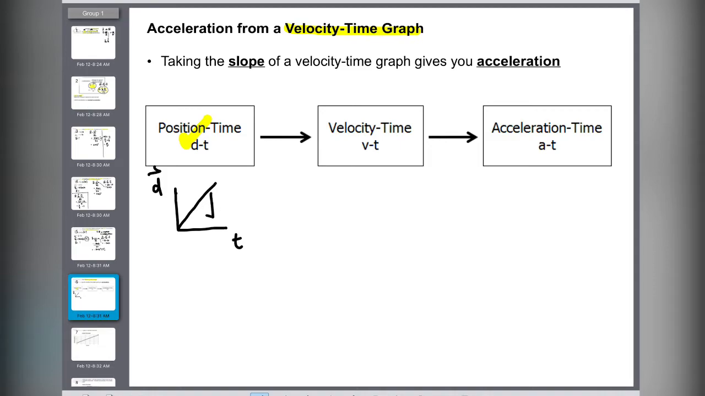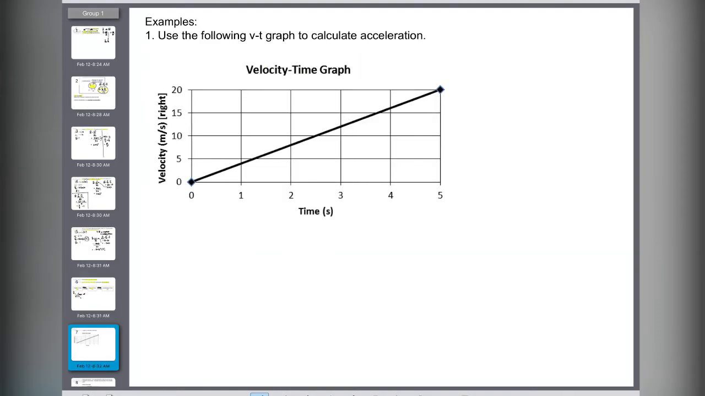With a position time graph, it looks like this, right? D with the time. And then we said that if we ever find the slope, we find the velocity. That's what this is, okay? They want you to remember that if I take the slope of a position time graph, it gives me velocity. And today, this is the new one. If you find the slope of a velocity time graph, it represents acceleration. So the velocity time graph, if I calculate the slope, I get acceleration. And so they give you a VT graph.